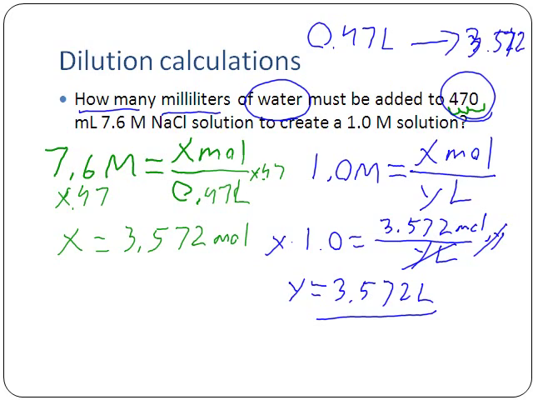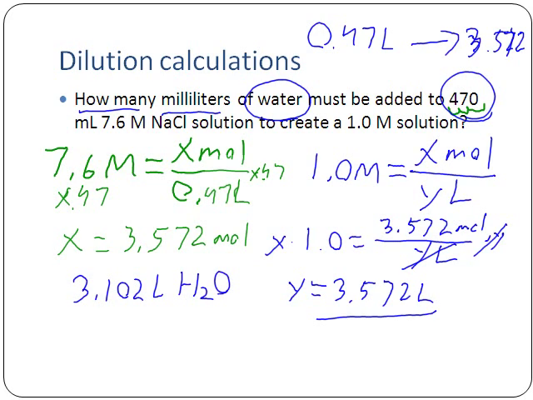So in order to figure this out, remember, whenever we're doing dilution, we never add solute. All we do is add solvent. We're adding water. And so to go from 0.47 to 3.572, we'd have to only add water there. To find the amount of water, we just take the difference. So we take 3.572 minus the original 0.47, and in doing so, we get 3.102. And so 3.102 liters of water would be added.